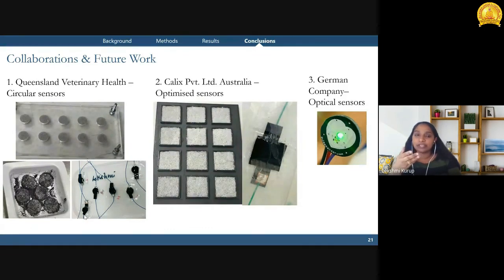We are using these sensors to detect the heart rate of horses by fitting these devices on the foot of the horse. And my second collaborator is a company known as Calyx. For them, I just optimize these devices. In this case also, I fabricate my own devices rather than using the sugar template that I get from outside. The third is a collaboration with a German company, where I fabricate some optical sensors in collaboration with a few other students as well.